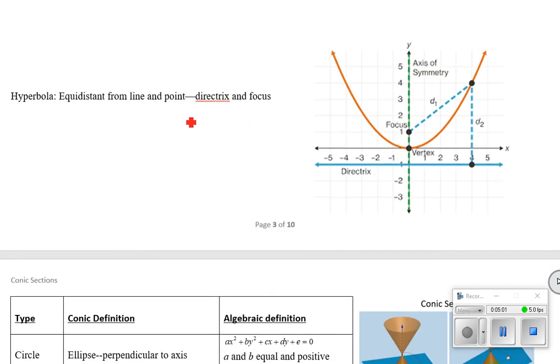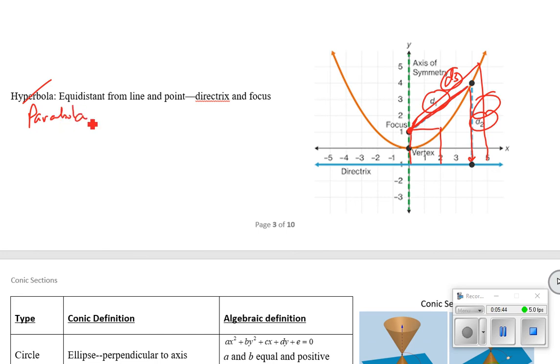Finally, we have a parabola. Now, a parabola doesn't involve 2 points, it involves 1 point and a line. The distance from that point and that line are always equal. Every point on the parabola, the distance between the point and the line are equal. If D1 equals 3, D2 also equals 3. If D1 equals D3 equals 5, D4 also equals 5. These distances are equal.